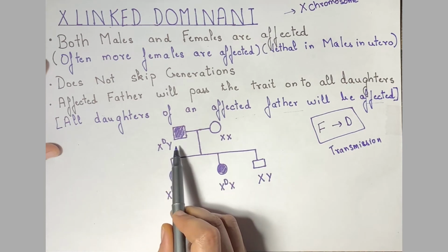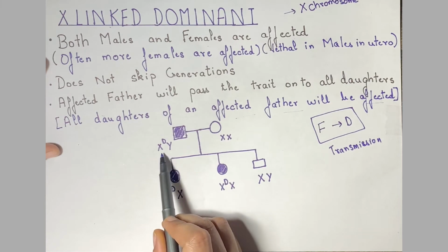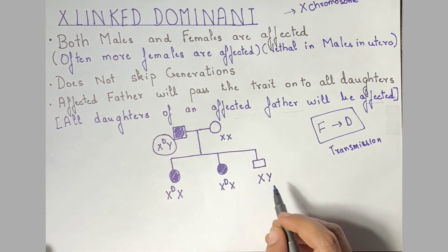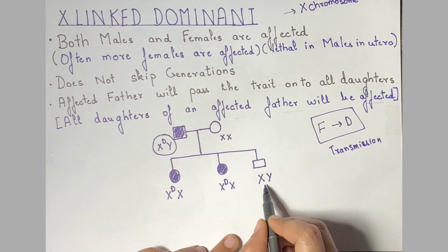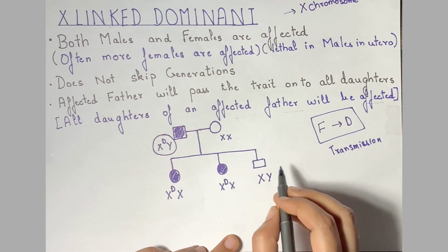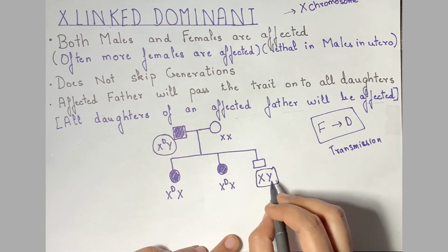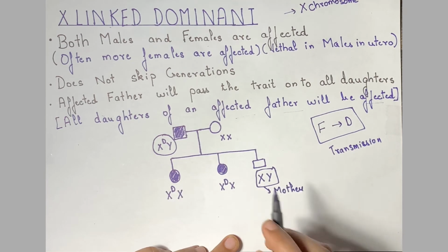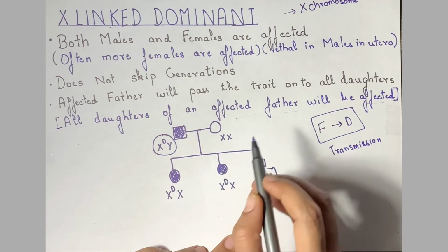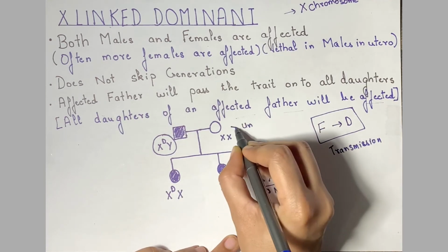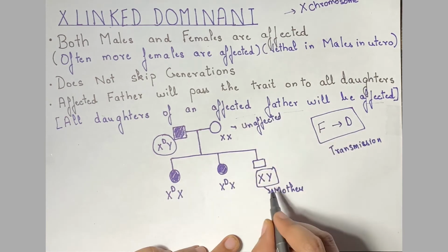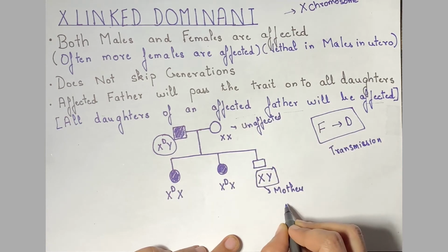The father has one dominant disease-causing gene on the X chromosome. The son is unaffected because a son always inherits his X chromosome from his mother. The mother in this case is unaffected, so the son is also unaffected.